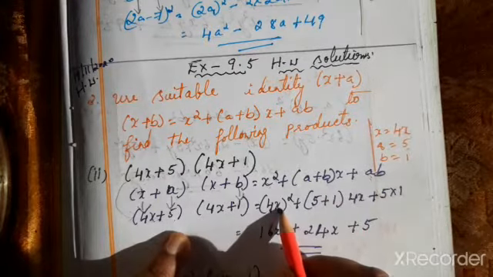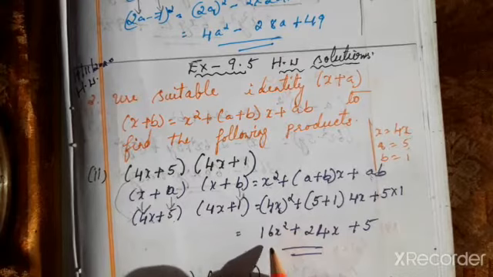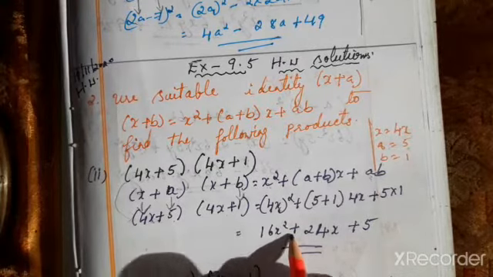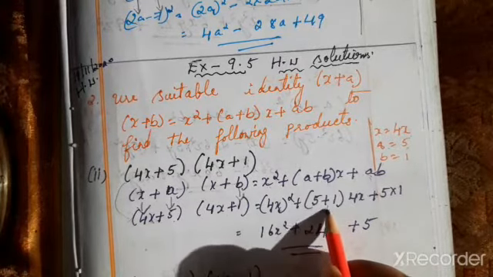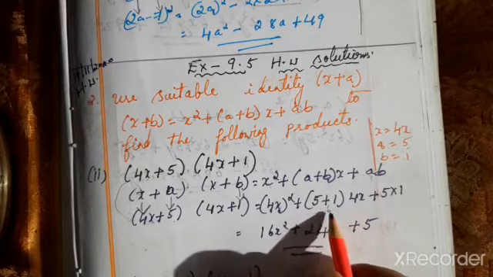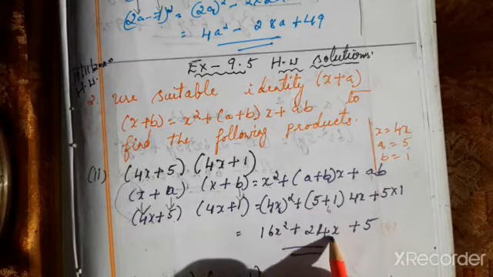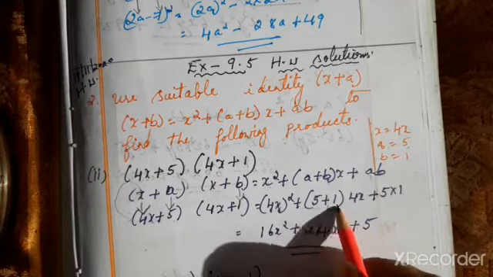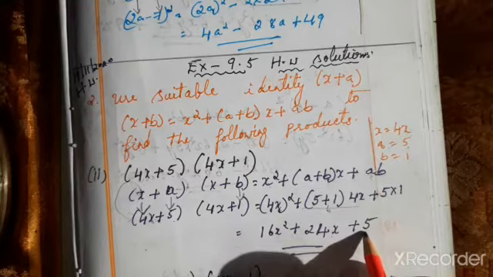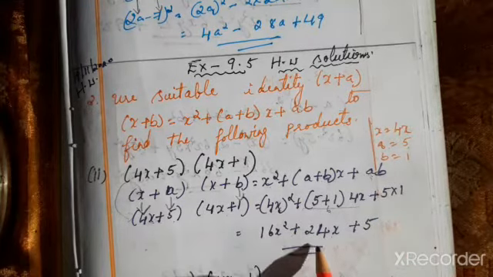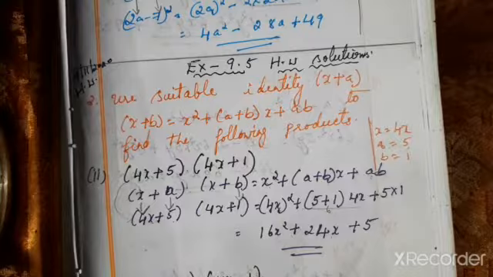Okay, now (4x)² is 4 times 4, 16x², plus 5 plus 1 is 6, bracket means multiplication, 6 times 4x is 24x till here. Okay, plus 5 times 1 is 5. So the answer is 16x² + 24x + 5.